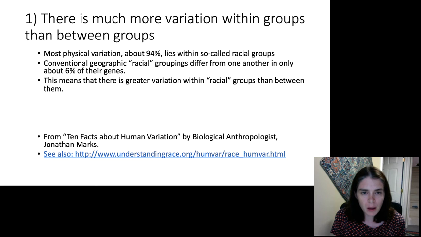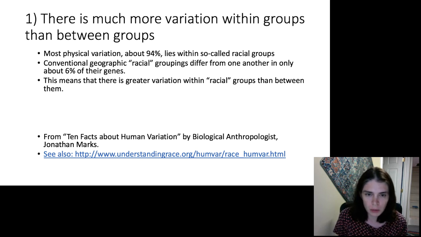This may seem very different from that picture I just showed you with the three circles. But actually, there's more variation within so-called racial groups than between them. Most physical variation, about 94%, lies within so-called racial groups. Conventional geographic racial groupings differ from one another in only about 6% of their genes. This means that there is greater variation within racial groups than between them. So think about that. There is more genetic variation within so-called racial groups than between two different racial groups.